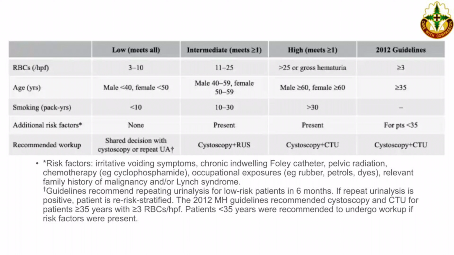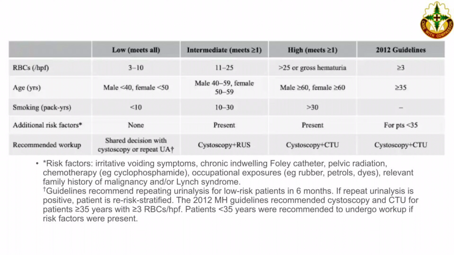So, in their 2020 guidelines, the AUA further risk stratified patients into low, intermediate, and high categories to determine the appropriate workup. So now patients are stratified based on how many red blood cells there are on their urine, their age, history of smoking and pack years, and other additional risk factors, as you see delineated right below the table as irritated voiding symptoms, chronic indwelling Foley catheter, pelvic radiation, chemotherapy, and so on.